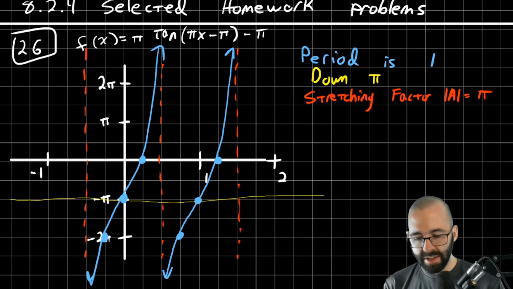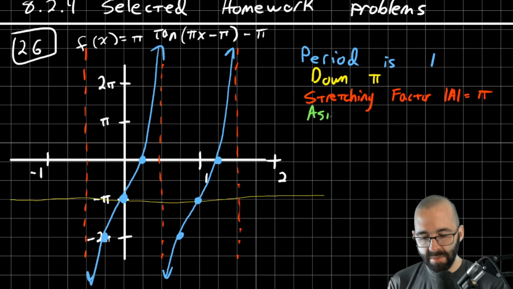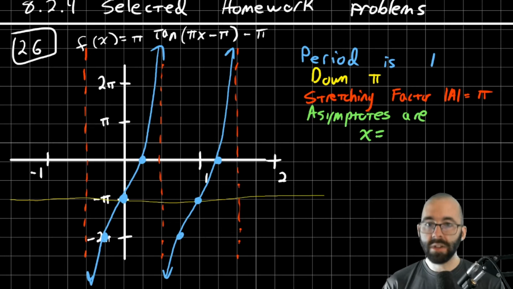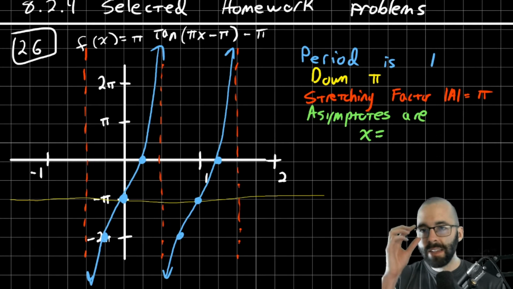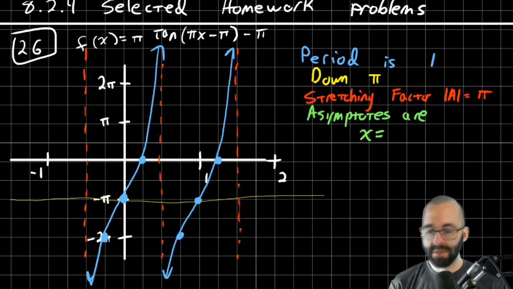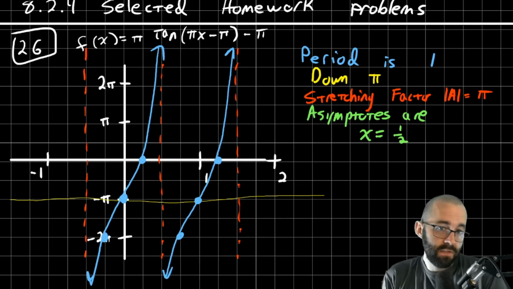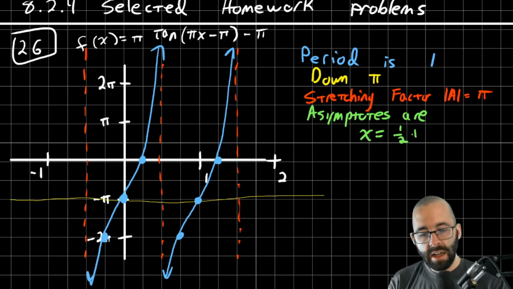And the asymptotes, I guess I also did the asymptotes in red, but whatever. Asymptotes are x equals, always x equals. They're vertical lines. Vertical lines have the form x equals. X equals, pick any one you want. 1/2, sure. Plus, now we put the period. The period is 1 times k.